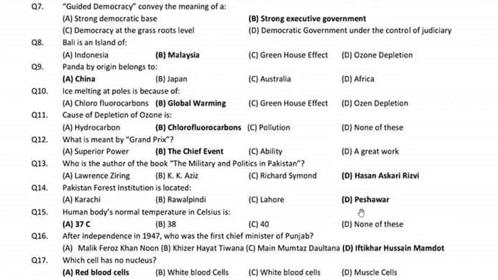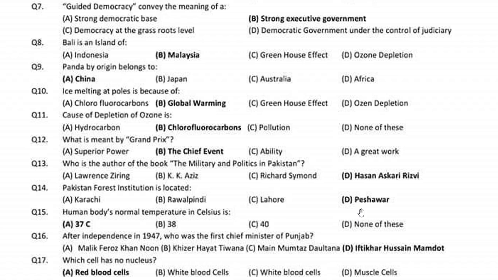Ice melting at poles is because of option B, global warming. Cause of depletion of ozone is option B, chlorofluorocarbons. What is meant by Grand Prix? Option B, the chief event. Who is the author of the book The Military and Politics in Pakistan? Option D, Hassan Askari Rizvi.